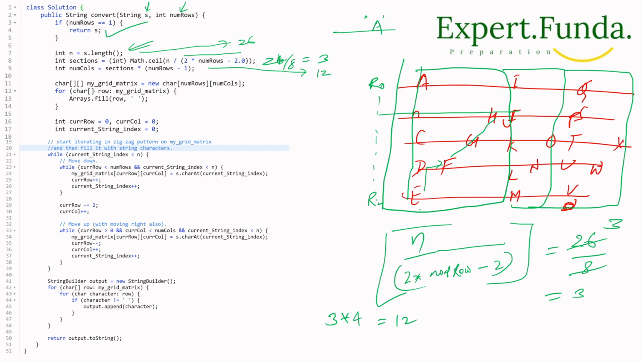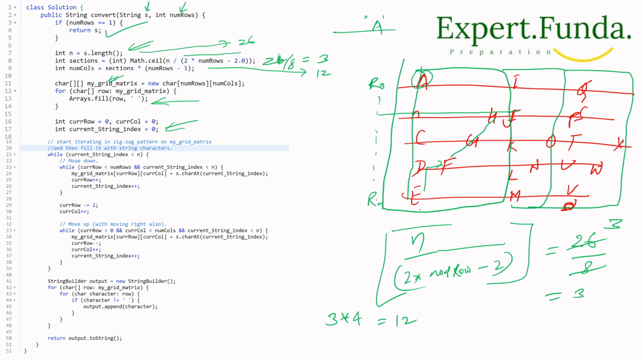Okay. Now once we have that, we will have our matrix, right? Our grid will have the number of rows and the number of columns. Then we will fill all the values with empty data, since we don't have anything in any of these places. We will initialize some variables: current row, current column, and the starting index from where we will start. Then we will start iterating the zigzag pattern on the grid, and fill in all the string characters.